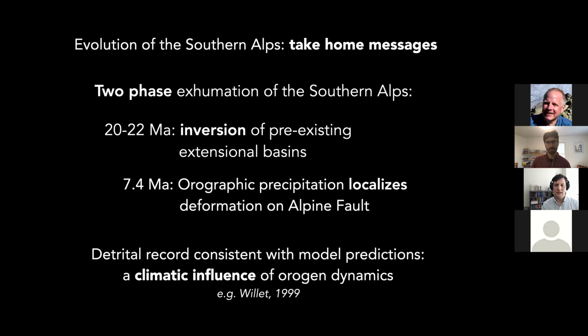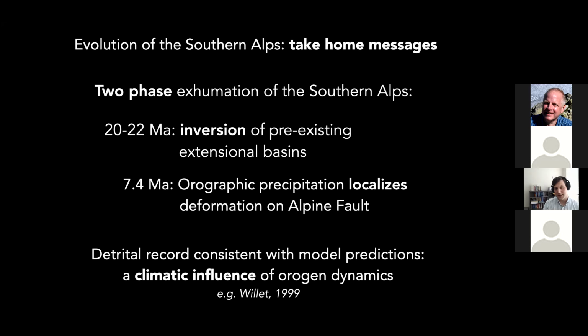So just to summarize the take-home messages for the new results that I'm presenting, the Southern Alps essentially have a two-phase exhumation history. In the early Miocene, 20 to 22 million years ago, there was an inversion of pre-existing extensional basins that led to a rapid pulse of cooling. And then there was very little exhumation since that time until about 7.4 million years, when sustained rapid exhumation turns on. I would propose that is coincident with the development of orographic precipitation.